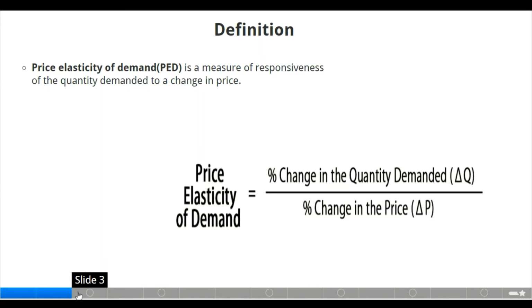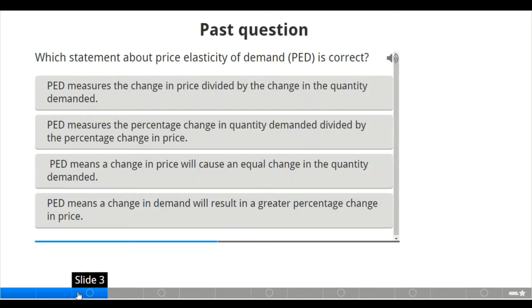Moving to the next slide, where we have one activity, which is among your past questions. Which statement about price elasticity of demand is correct? Now let us go to the options. PED measures the change in price divided by the change in the quantity demanded. Is that so according to the definition? No. PED measures the percentage change in quantity demanded divided by the percentage change in price. That should be the answer, but let's move on.